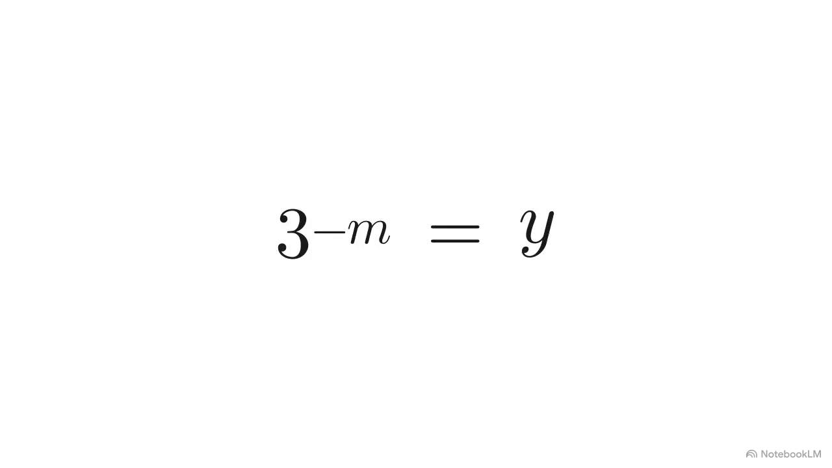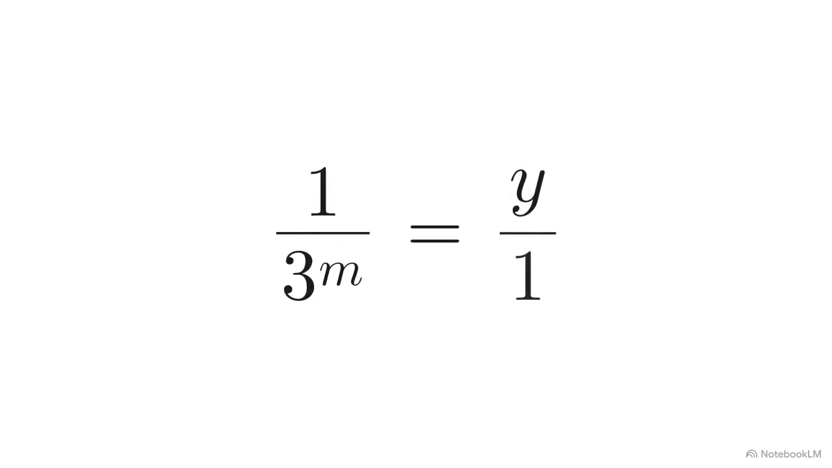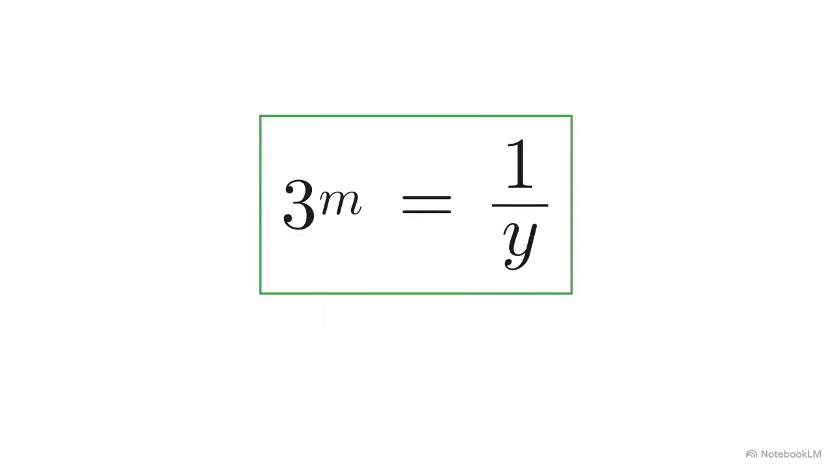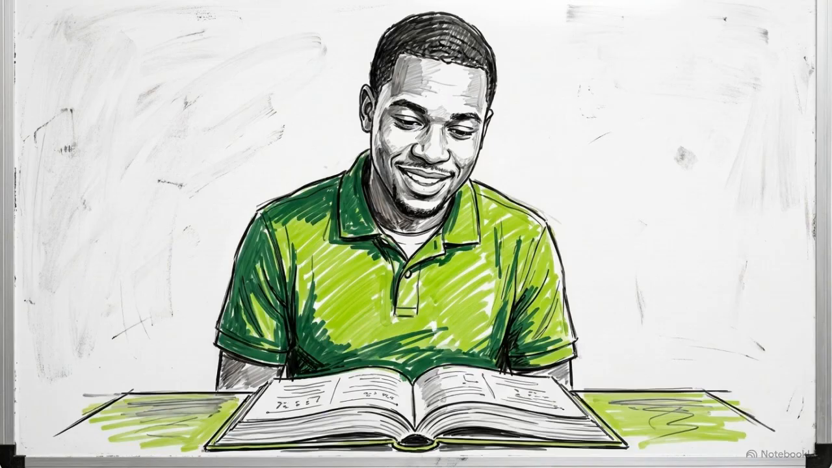Let's animate the flip. 3 to the power of negative m turns into a fraction. When we take the reciprocal of both sides, 3 to the power of m equals 1 over y. Option C is the correct answer. Abstract variables like n, x, or y operate under the exact same laws as standard numbers. When you trust the mechanics, the variables stop being confusing.